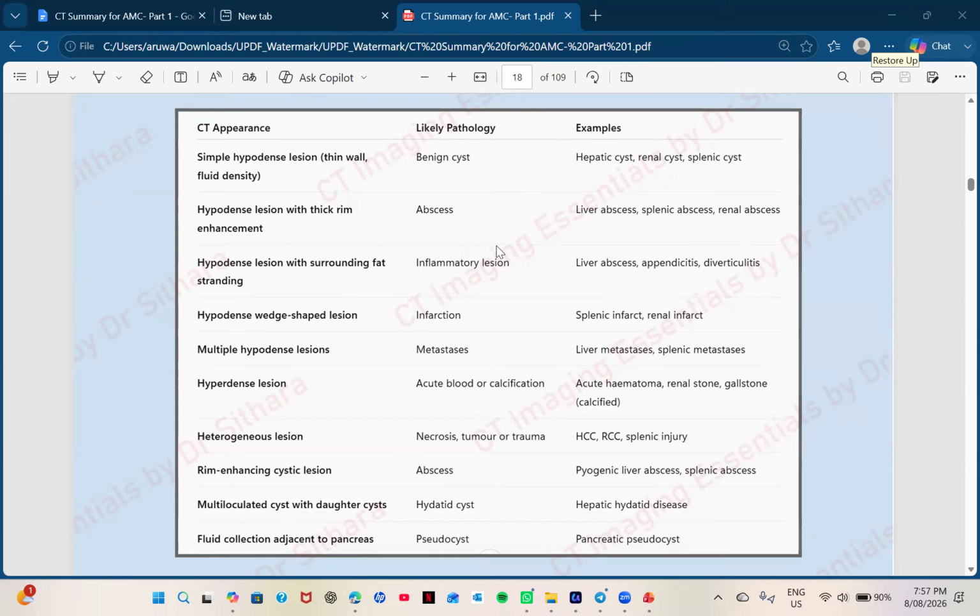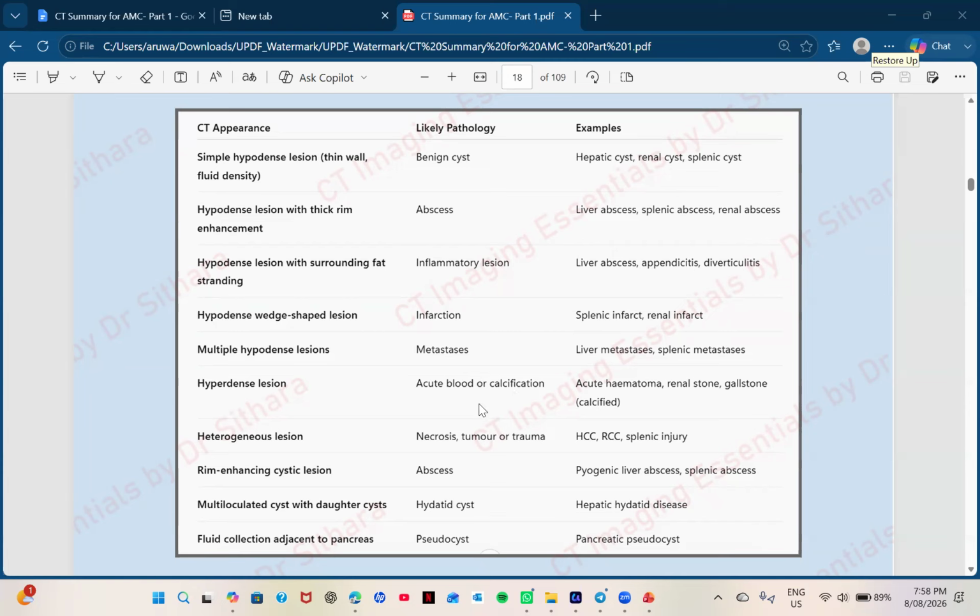So here is the CT appearance according to the density of the lesion, and how you should decide. If it is a simple hypodense lesion with thin walls and fluid density, you can call it a benign cyst. If it is a hypodense lesion with thick ring enhancement, you can call it an abscess. Hypodense with surrounding fat stranding is an inflammatory lesion, right? So once you see fat stranding, you think about something inflammatory. Hypodense wedge-shaped lesions can be infarction. Multiple hypodense lesions can be metastasis. I will show, okay?